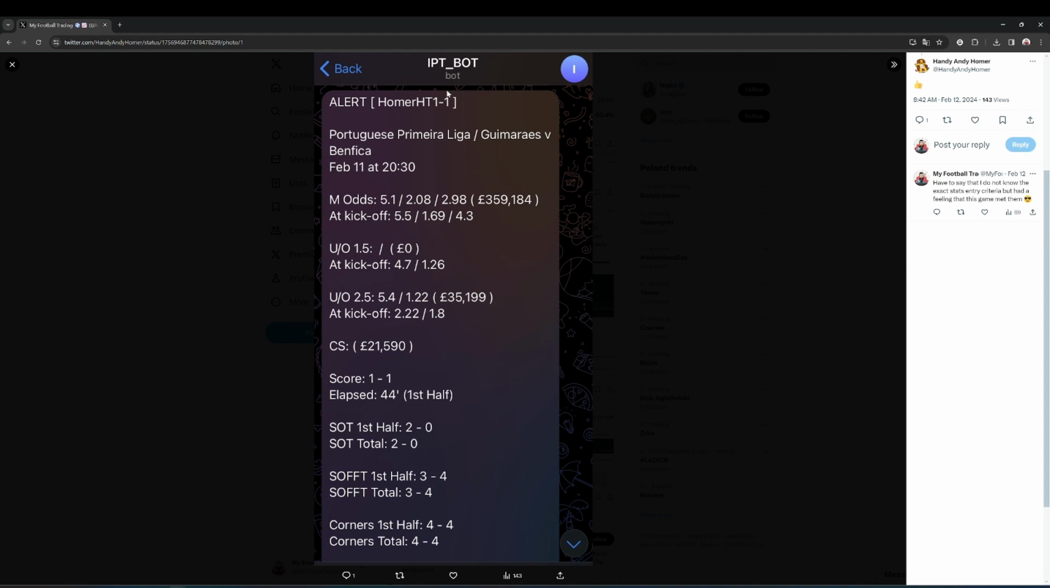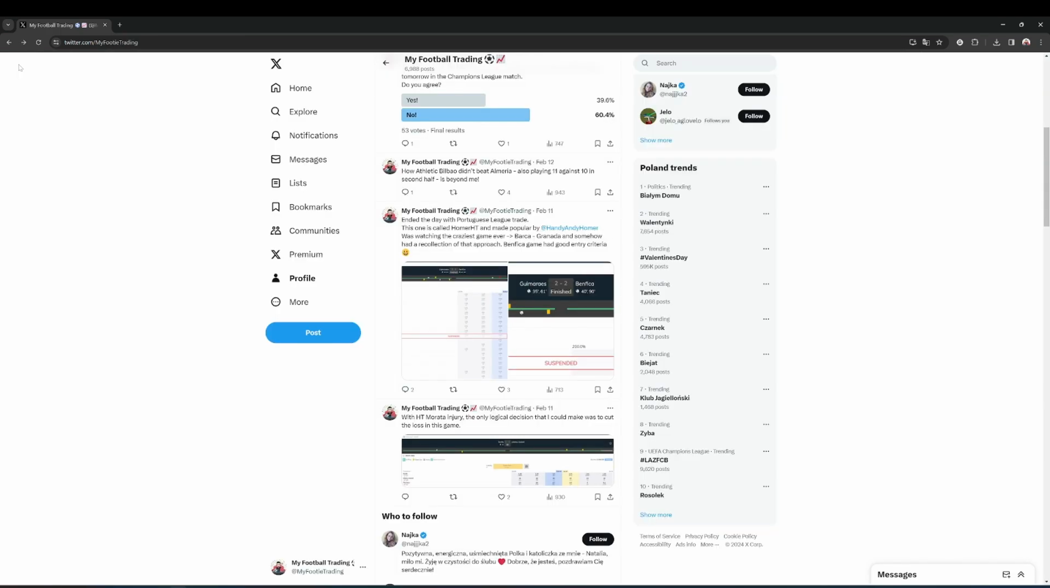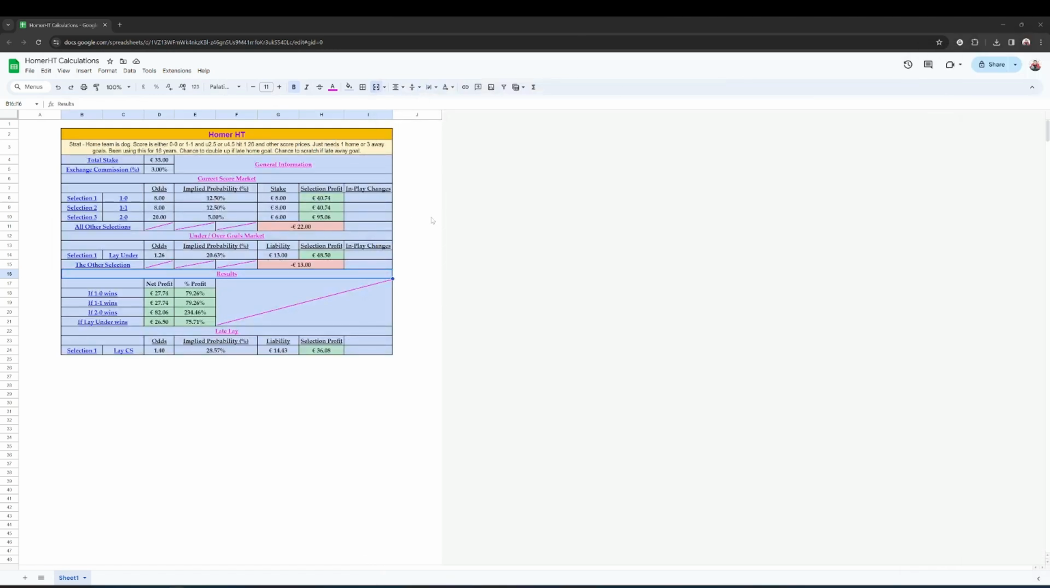And Handy Andy also got an alert from his bot, from the IPT bot, that this game qualifies. Right. So with that, I hope you like it. Again, really, building something like that for any strategy is not really that complicated. I think I'll be giving it a go from time to time for this strategy and see how it goes.